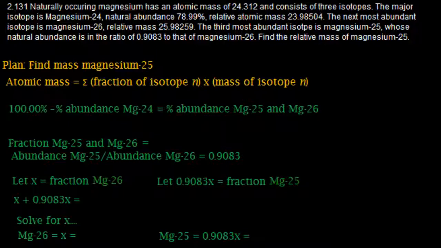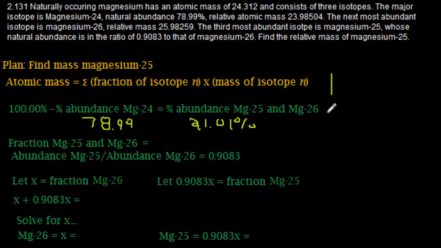So let's start off with what we know. In the problem, it gives us the natural abundance of magnesium-24, the major isotope. And we're trying to find the natural abundance of magnesium-25 and magnesium-26. So an easy way to do this is if we subtract the natural abundance that they give us for magnesium-24, which is 78.99%, from 100%. Sorry for my bad handwriting. 100% minus 78.99%, and that's going to give us 21.01% here.